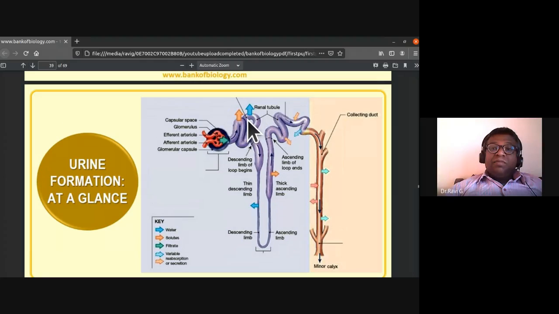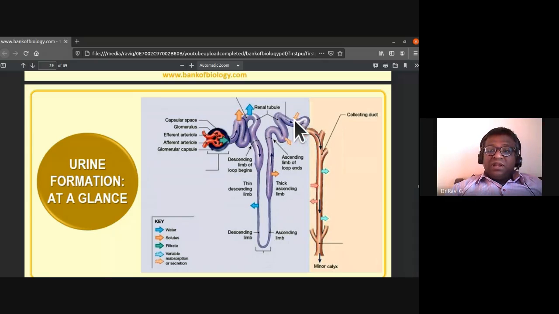Some of them are reabsorbed actively, that is with expenditure of energy. The water and glucose are reabsorbed actively, and there are some which are reabsorbed passively. Then the filtrate passes through the descending limb of Henle's loop, which is impermeable to electrolytes but permeable to water, so water is absorbed. Then the filtrate passes through the ascending limb, which is impermeable to water but permeable to electrolytes. So there is a dilution of this filtrate, and it enters the distal convoluted tubule.